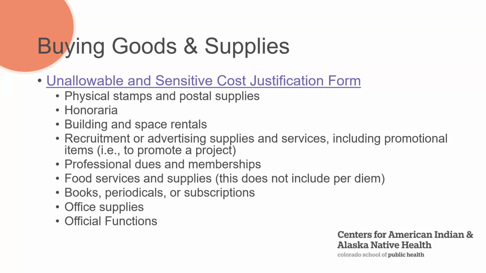Food services and supplies, we talk about a lot. It's a very sensitive expense, and it needs to be written in. Books, periodicals, or subscriptions, even if it is tangentially related to your research, can only be purchased if it is directly needed for the project. An example is that we have a project where we work with early career scientists, and part of their budgets are to purchase books for their research, and that's written into the budget justification.